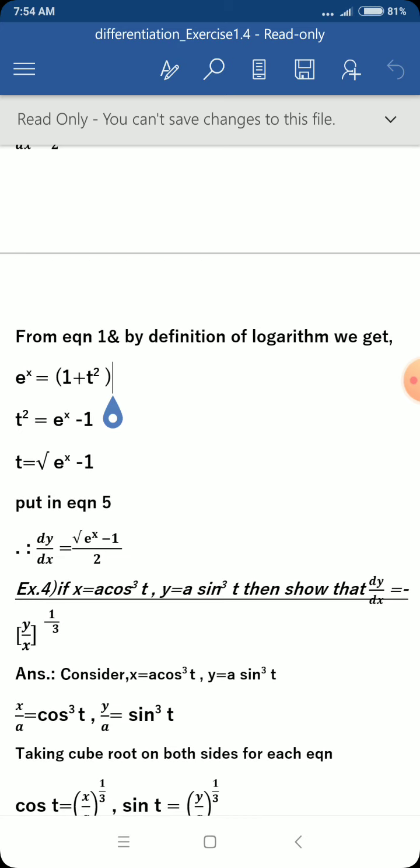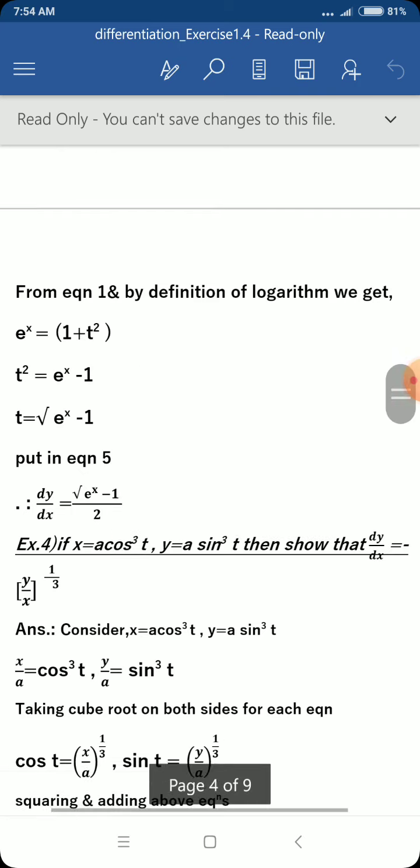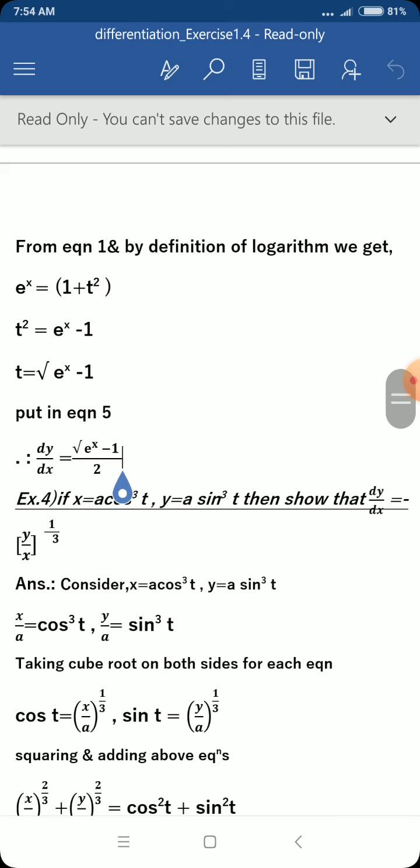Now put this value of t in equation 5. Therefore, dy by dx is equal to under root e raised to x minus 1 upon 2. This is the required answer.